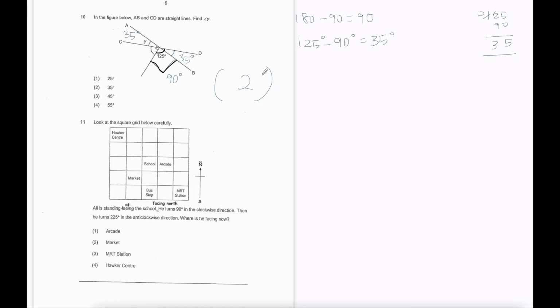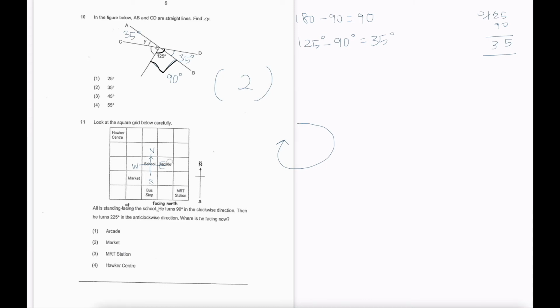Okay, option 2. So question 11. Ali is standing at the school. Okay, so he's here. North, south, west, east. Okay, so he is facing north. So he's facing this side now. And he turns 90 degrees clockwise. Clockwise means I turn this way. Okay, so he turns 90 degrees clockwise.